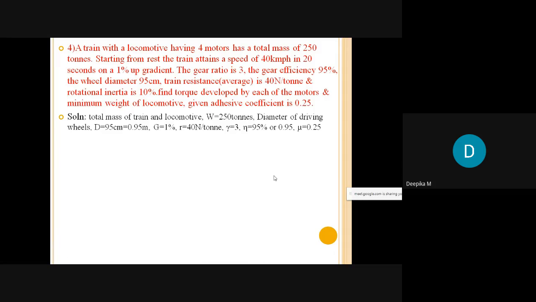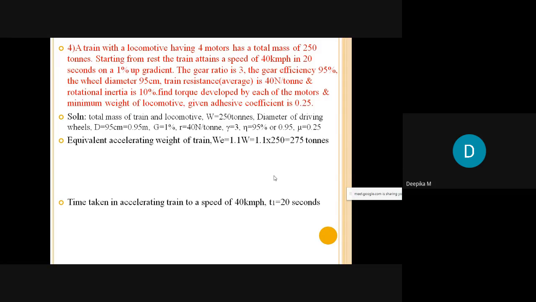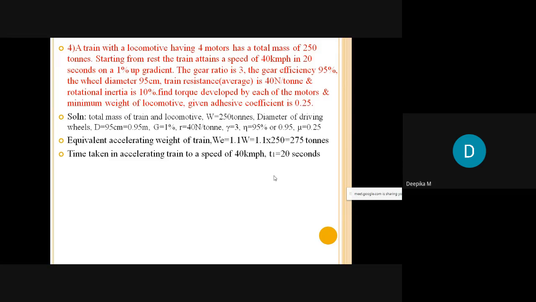In the derivation on the mechanism of train movement, we have derived the formula. So let us use the same formula over here. Let us list out the data and equation. Equivalent accelerating weight of the train, that is W is equal to 1.1 W, which is nothing but 275 ton. And the time taken to accelerate the train, that is T1, is equal to 20 seconds.